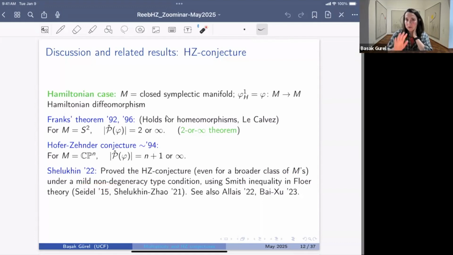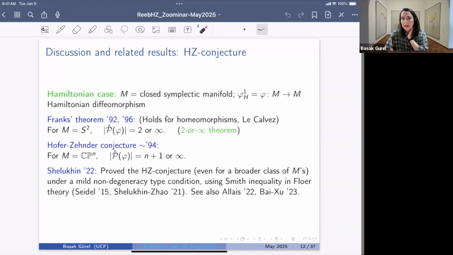Still to this day, we don't know it in full generality, but these are mild conditions at this stage. An important key ingredient in Igor's proof is the symmetric inequality in Floer theory, going back to Seidel's work and then Shelukhin and Zhao's work. This will also come up in our proof, as we will see. So I wanted to bring this up, and we'll recall what that is.